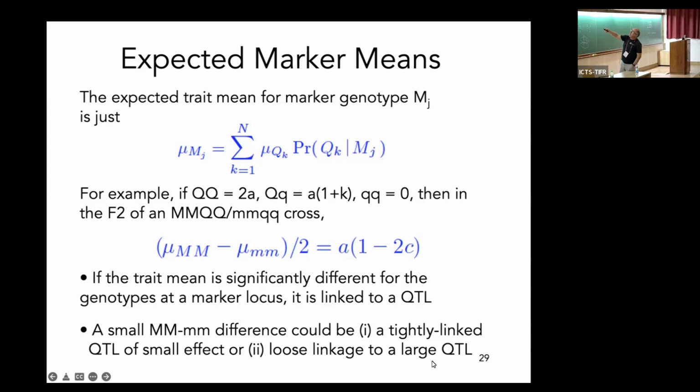So we would use these as something like this. What's the mean value for a marker? Well, suppose the QTL genotype is that. There's the conditional probability given the marker. That's where the recombination comes in. This is the mean for that marker. So we can then estimate those.